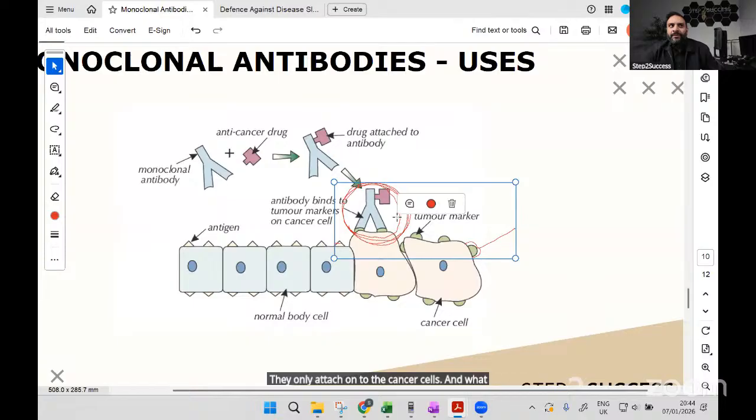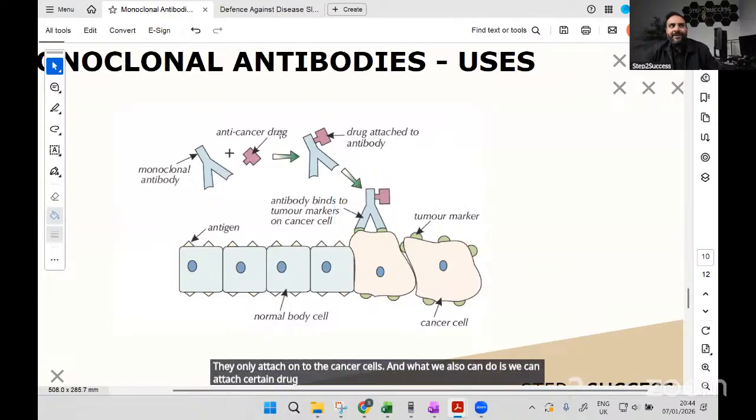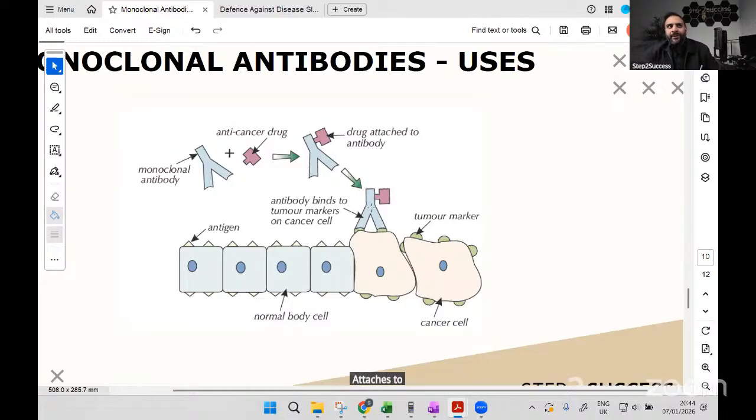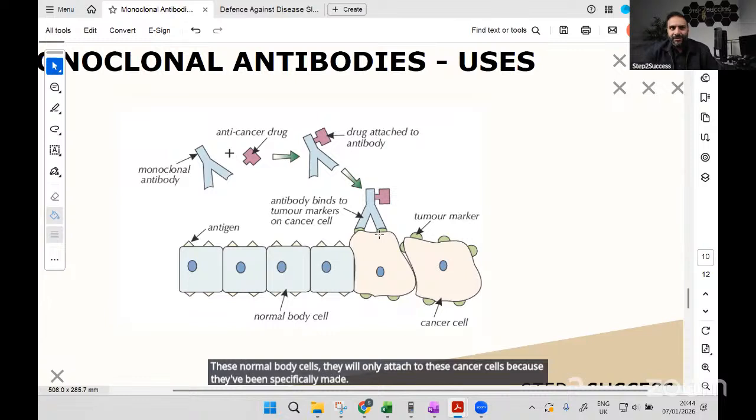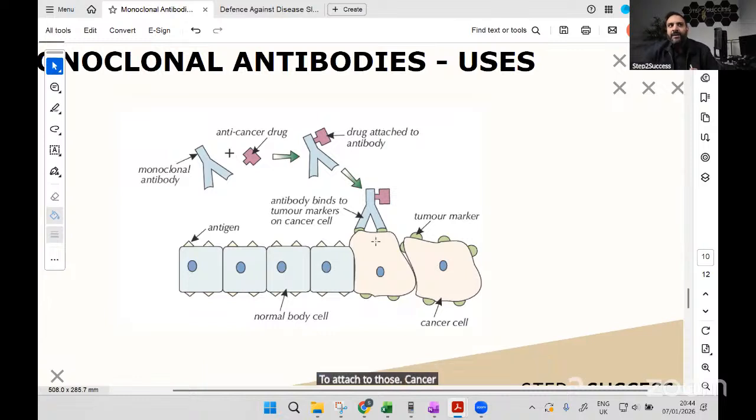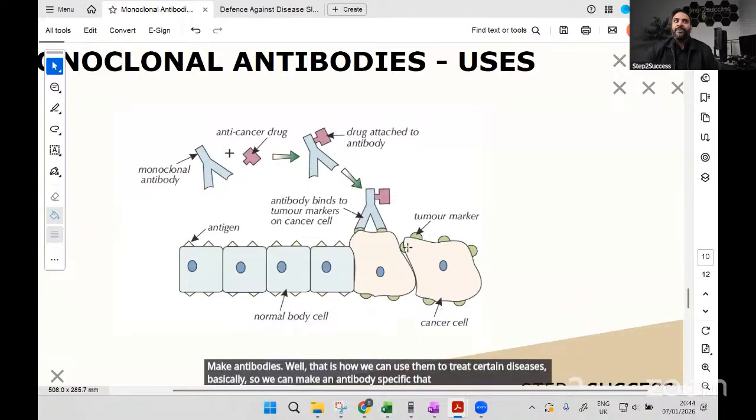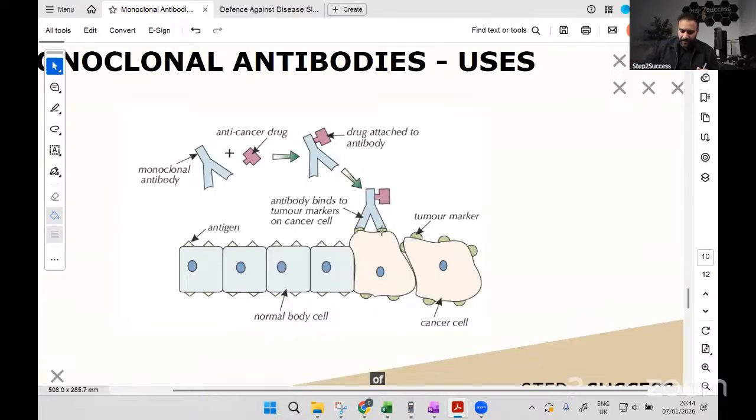And what we also can do is attach certain drugs to antibodies. These drugs can kill cells, but they will only kill the cell that the antibody attaches to. So these antibodies will not attach to these normal body cells. They will only attach to these cancer cells because they've been specifically made to attach to those cancer cells. That is how we can use them to treat certain diseases, basically. So we can make an antibody specific that fits onto the antigen of that disease. But the question is, how do we make them?